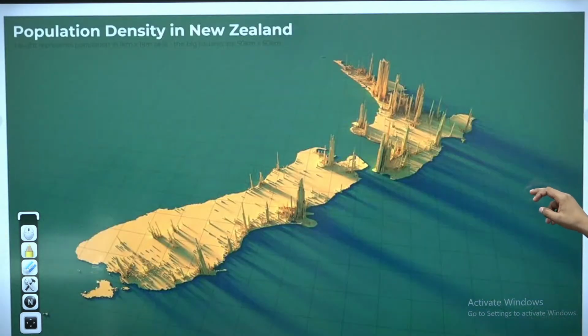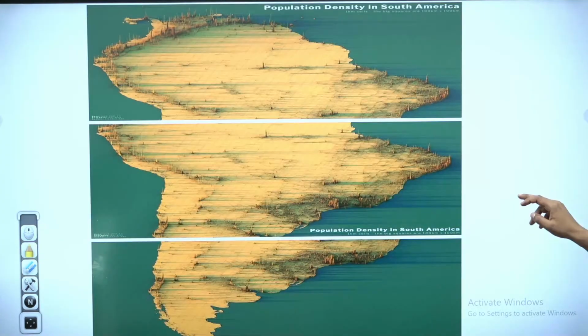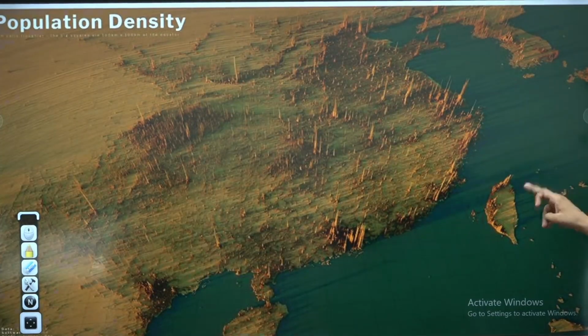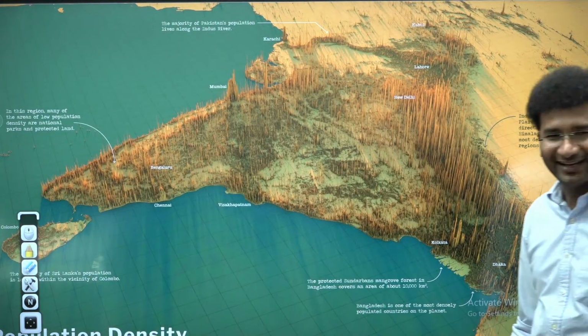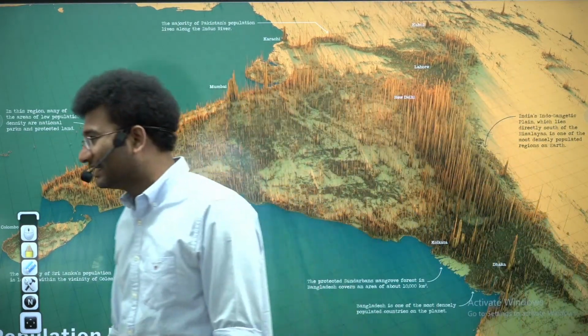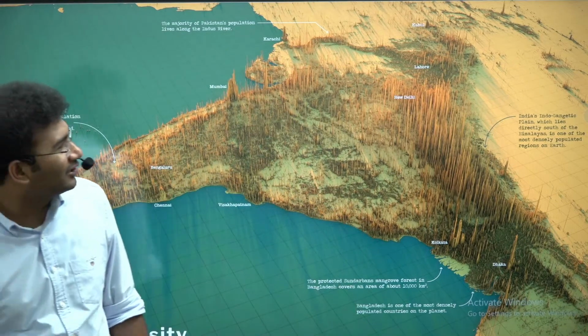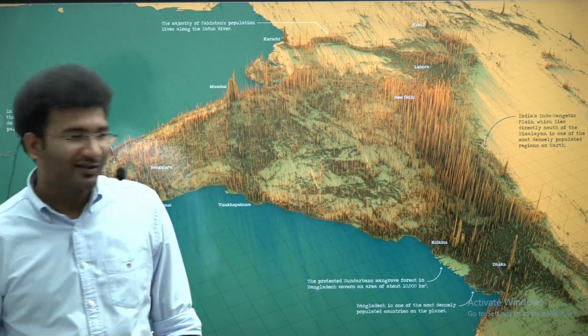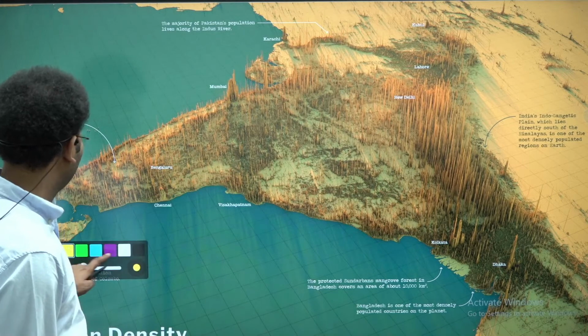Now come back, we were discussing the population density. It is mostly present across the coastal lines, right? So you look, this is also the same case with respect to South America. And let's come to India. Okay? Now look into the population density in terms of India. Where do you see the highest population? Yes, you look and tell me.